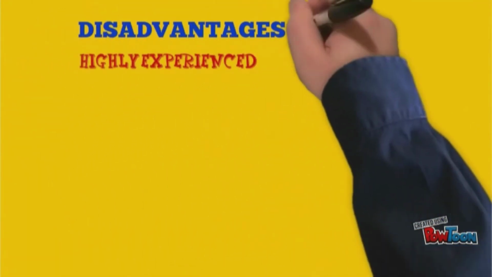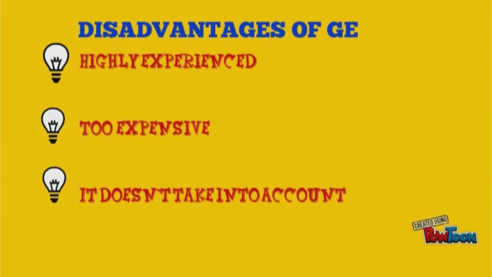By the way, the GE Matrix requires a consultant or a highly experienced person to determine industry attractiveness and business unit strengths as accurately as possible. It is also too expensive to conduct and it doesn't take into account the synergies that could exist between two or more business units.